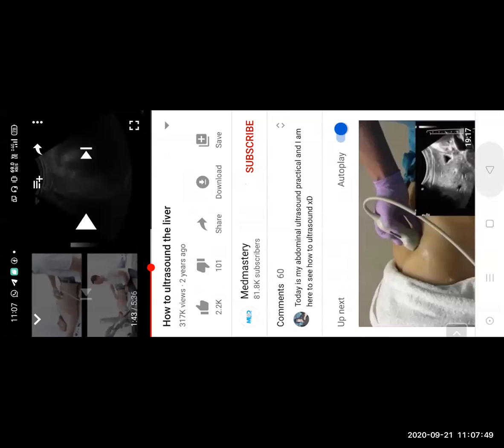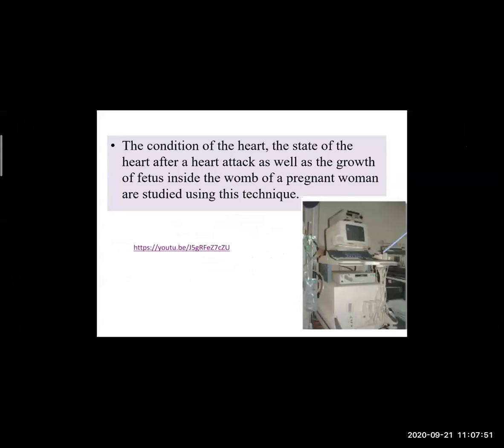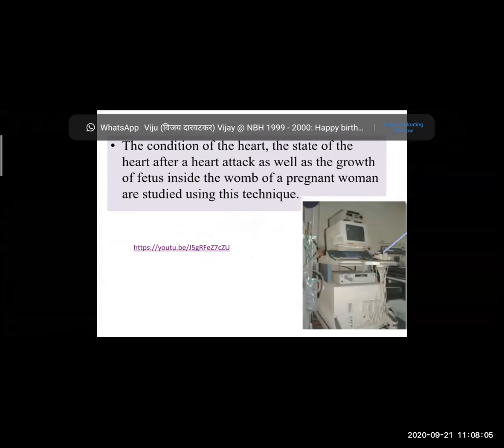So like this, you can use this sonography for many other purposes to see our internal organs. If you have any problem in our internal body parts, you can see through this sonography.